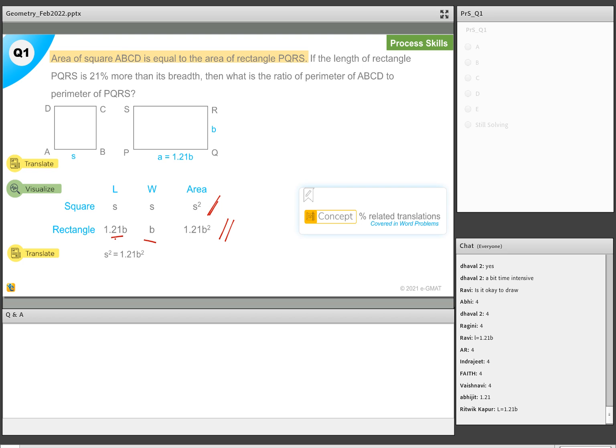Or in other words, the area of the square is s square, and the area of the rectangle is 1.21 B square, right? Why is it 1.21 B square? It's 1.21 B into B. It's still a rectangle, right? In other words, you will get a square equal to 1.21 B square. Till this point, everybody should have got this.